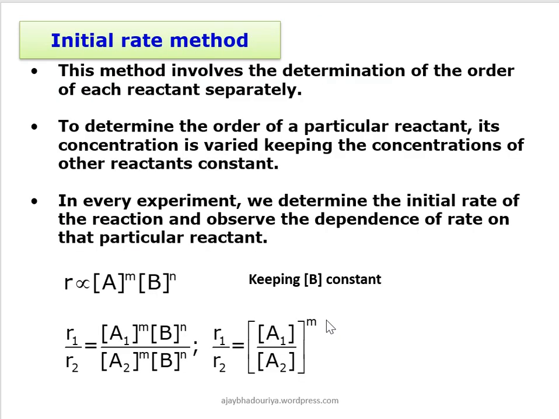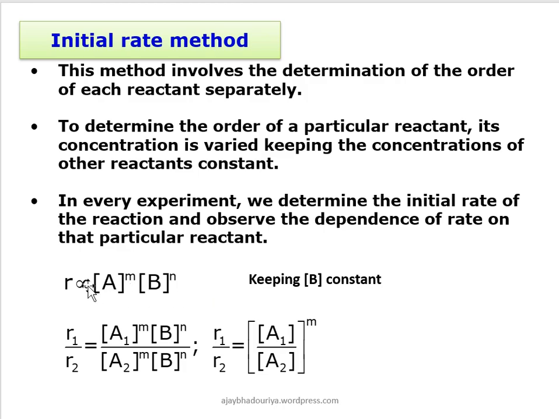And in the initial rate method, this method involves the determination of the rate of each of the reactants, and to determine the order of a particular reactant, its concentration is varied, keeping the concentrations of the other reactants constant. Suppose we have to determine the initial rate of the reactions.